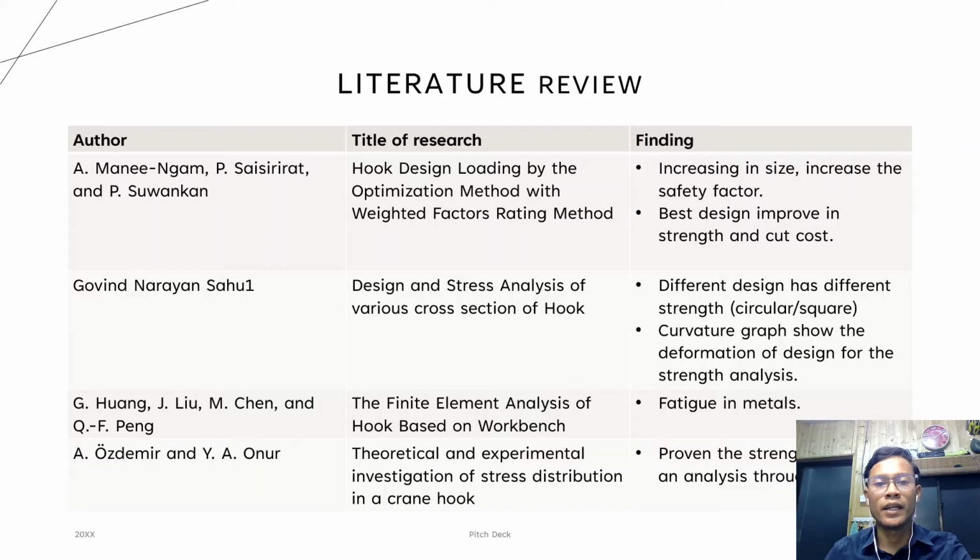Another experiment that I have found is Design and Stress Analysis of Various Cross-Sections of Hook, written by Govind Narayan Sahul. It tells that different designs have different strengths, with circular hooks and square hooks. In addition, this strength can be analyzed by a curvature graph. This graph shows the deformation of the design for the strength analysis. This experiment shows that every design needs to have analysis before it goes to the market.